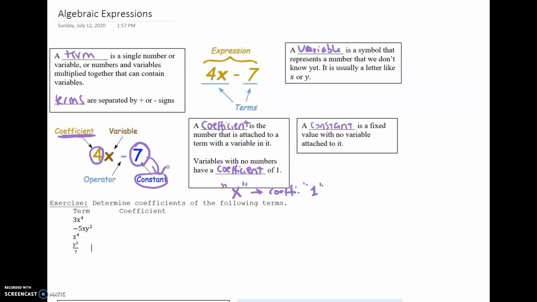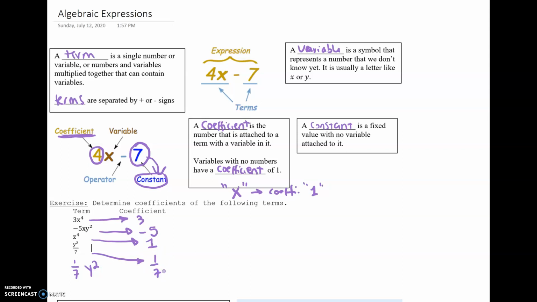So the first exercise that I want us to do is talk about what the coefficients are in the following terms. So 3x to the 4th. The coefficient for this would be 3. Negative 5xy squared. The coefficient, which is just the number, is negative 5. The coefficient for z to the 4th, this is our imaginary friend, 1. And then here's a tricky one, the coefficient for y squared divided by 7. You can rewrite this as a fraction, 1 over 7 y squared, which means the coefficient is 1/7.